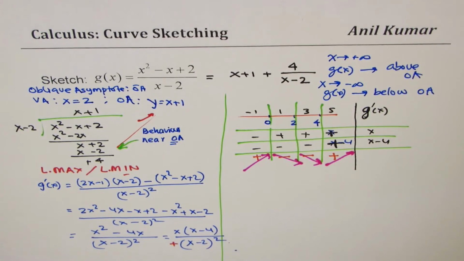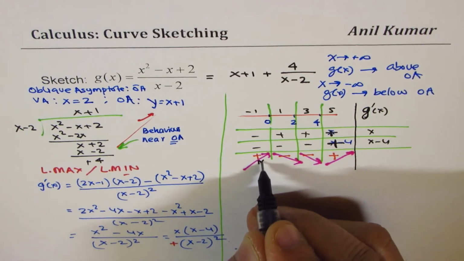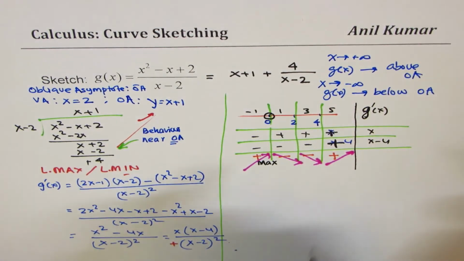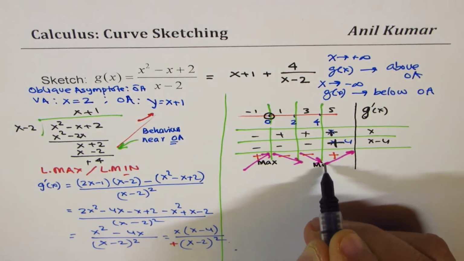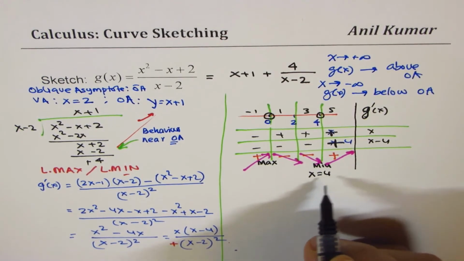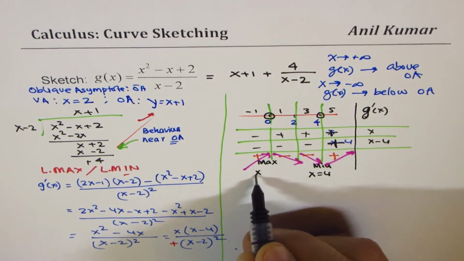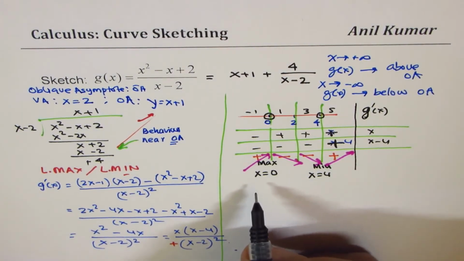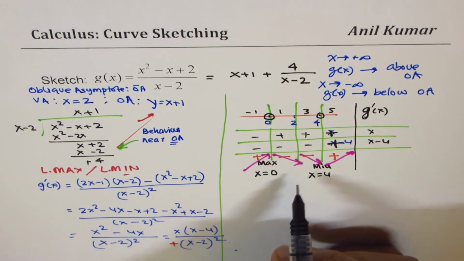So clearly we do have a maximum at x equals to 0, right? That is a maximum. And we have a minimum at x equals to 4. So at x equals to 4 we have a minimum, and at x equals to 0 we have a maximum. Correct? So now let us find these values.